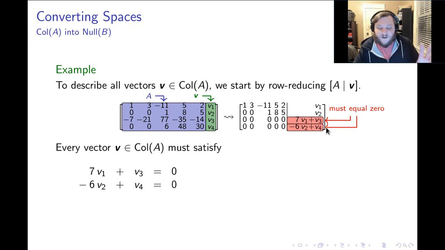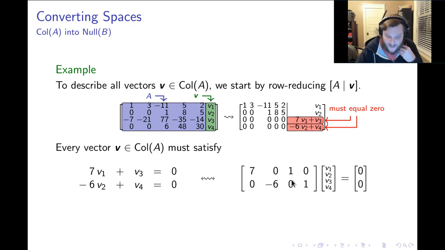But if we look at these two equations, we realize this is the same thing as saying that this matrix times v equals the 0 vector, where the matrix we're extracting is the matrix of coefficients from this system of equations. The first equation is 7v1 plus v3 equals 0. So the coefficient matrix row is 7, 0, 1, 0. And the second equation is negative 6v2 plus v4 equals 0. So the second row in our coefficient matrix is 0, negative 6, 0, 1.